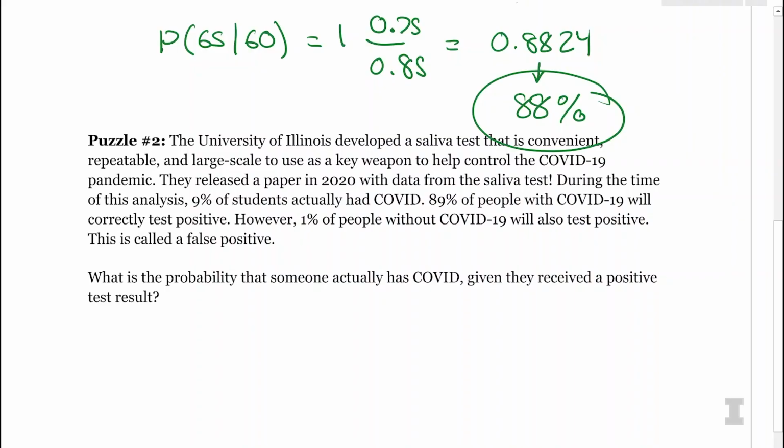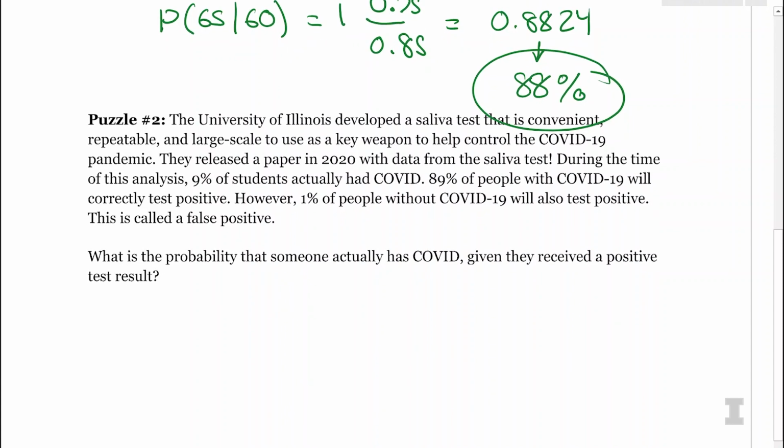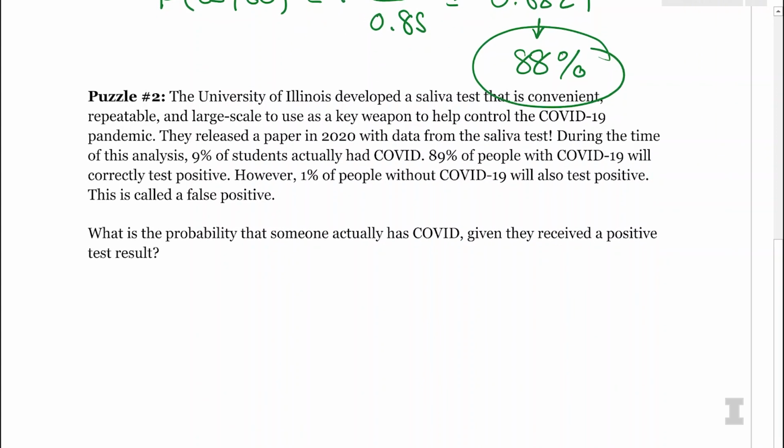This puzzle comes from a real research study published at the University of Illinois. The University of Illinois developed a saliva test that is convenient, repeatable, and large scale, as a key weapon to help control the spread of the COVID-19 pandemic. They released a paper in 2020 with data from the saliva test. During the time of this analysis, 9% of students had COVID. So the probability of COVID was 9 out of 100.